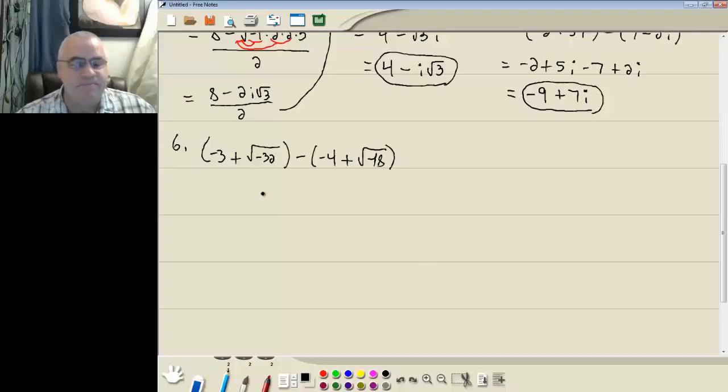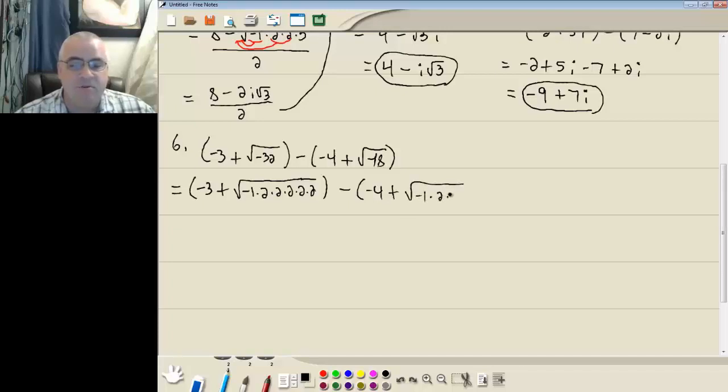Okay, looks good. Well, again, we want to simplify our radicals anywhere we can before we go on. So let's do that first. I got negative 3 plus square root of negative 32. That's negative 1 times 32, which is 5 2's: 2, 4, 8, 16, 32. Minus negative 4 plus square root of negative 18. That's negative 1 times 2 times 3 times 3.